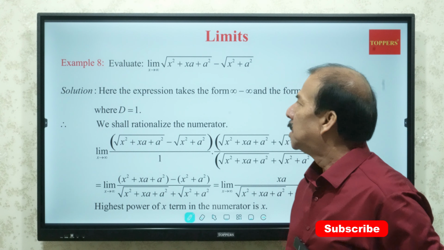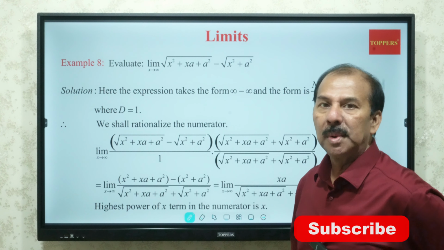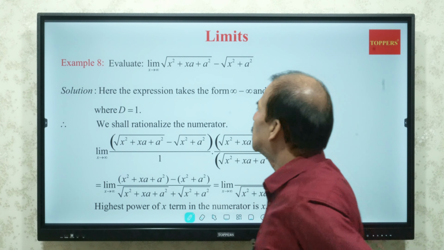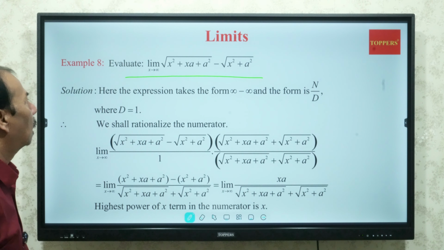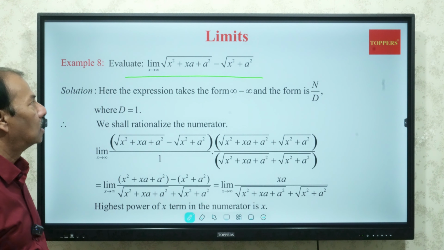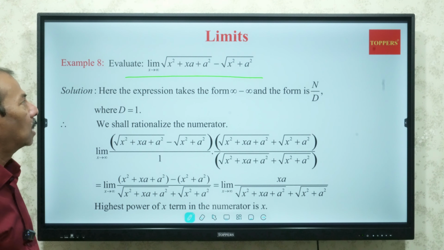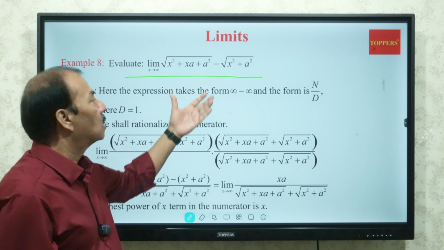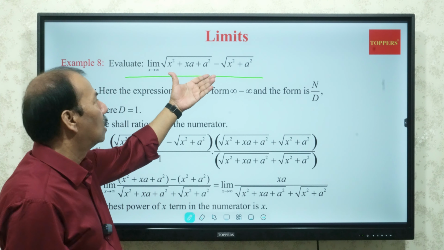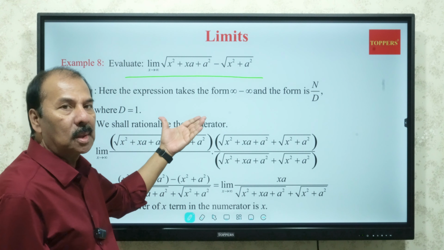Everyone. Today we will discuss more problems based on limits. So if you see this example, limit x tends to infinity, square root of x square plus xa plus a square minus square root of x square plus a square. So you can see again this is an irrational function, but we have terms only in the numerator and we don't have any term in the denominator.